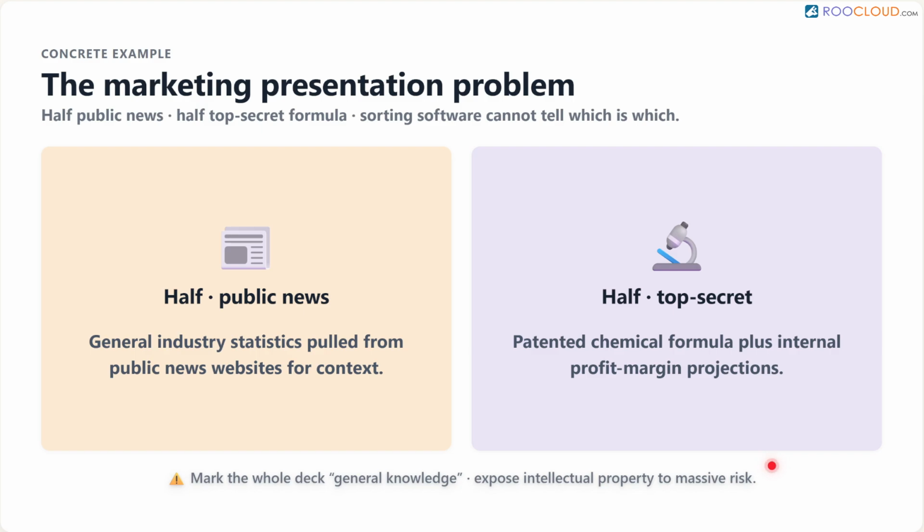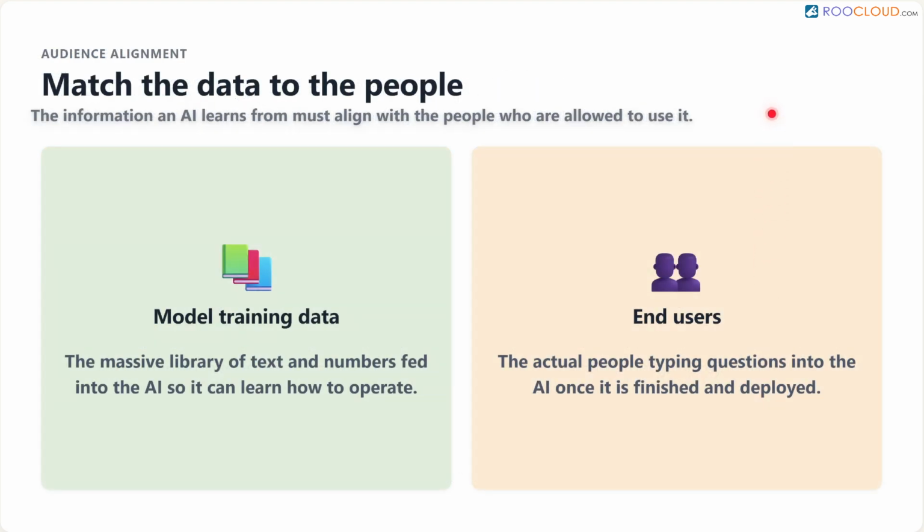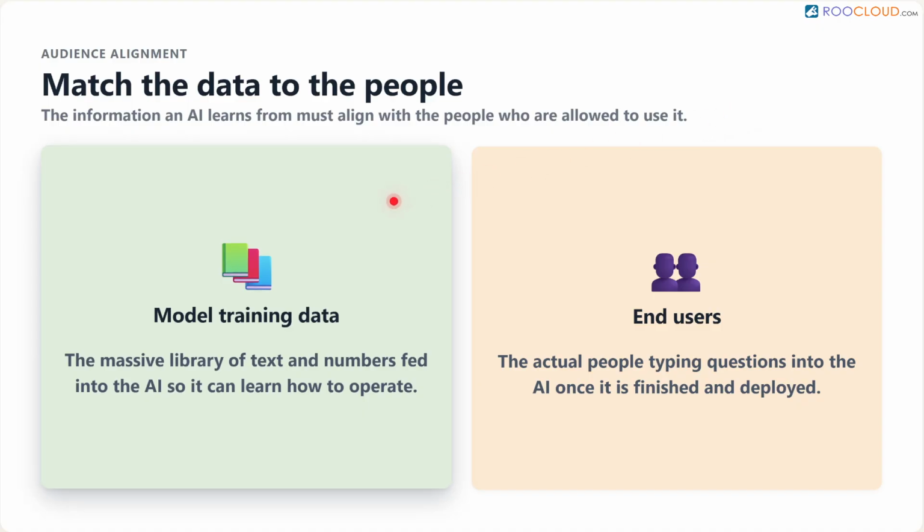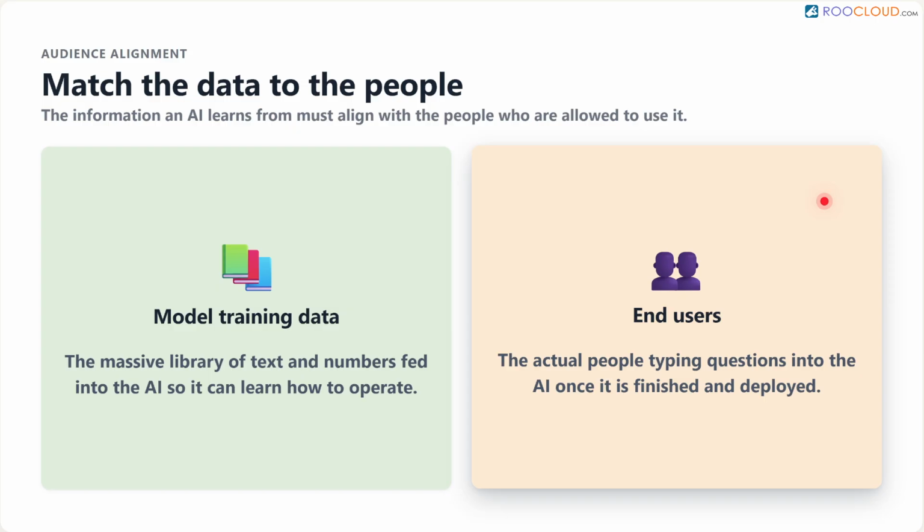Finally, we need to discuss audience alignment. This concept revolves around matching the information an AI learns from with the people who are allowed to use it. To understand this, we need to clarify two terms, which are model training data and end users. Model training data is the massive library of text and numbers fed into the AI so it can learn how to operate. End users are the actual people typing questions into the AI once it is finished and deployed.